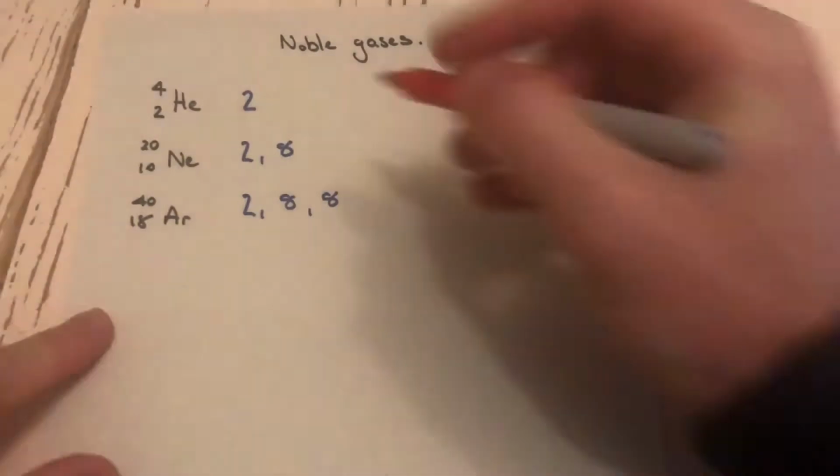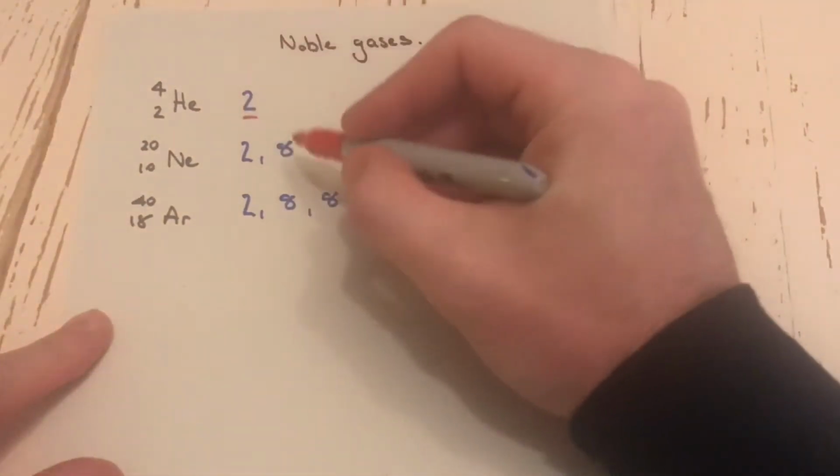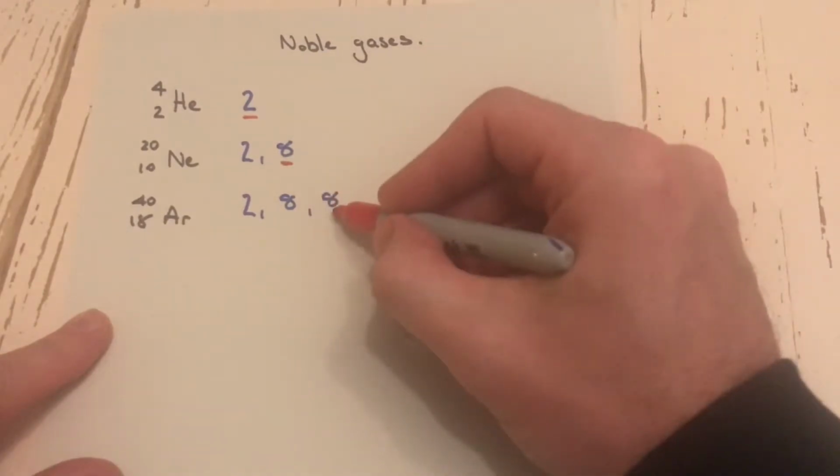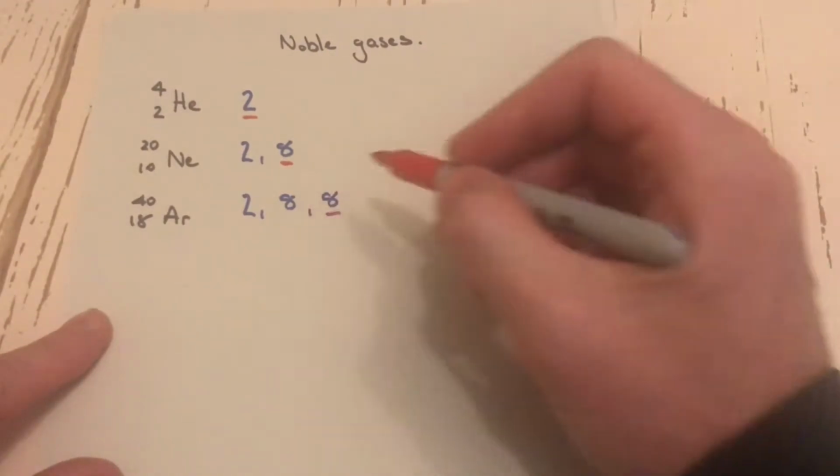Now if you look at those, you should be recognizing that the outer energy level in each of those elements is full. So the first energy level can hold 2, and it's got 2. The second can hold 8, and it's got 8. And the third can also hold 8, and it has 8. So the fact that these outer energy levels are full makes these noble gases very special.